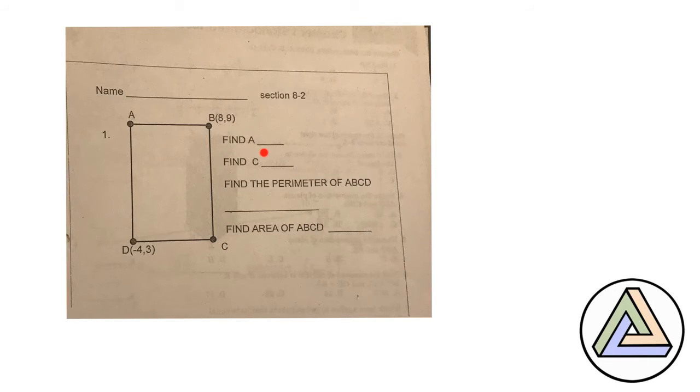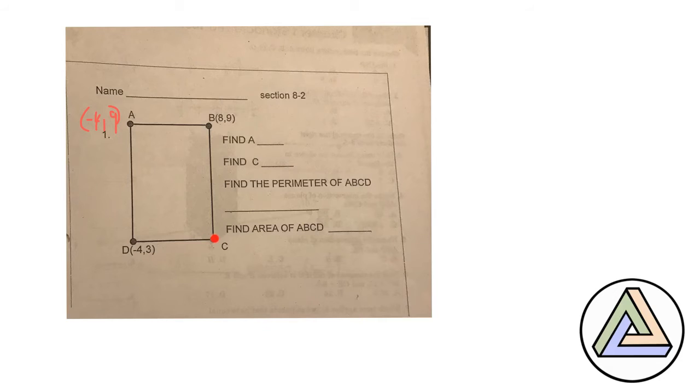Okay, so we want to find A. Well, A is right here. A is definitely going to take on the x-coordinate of this x-coordinate, so that's going to be -4. And it's going to take on the y-coordinate of this y-coordinate right there, so that's 9. Okay, so we just found it. I'm not going to write it.